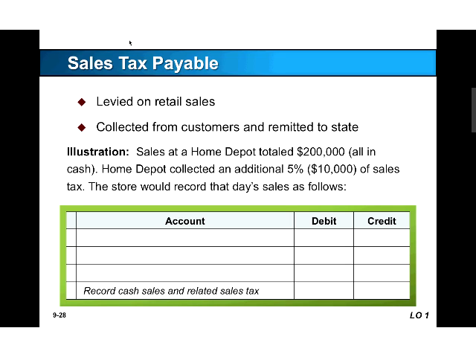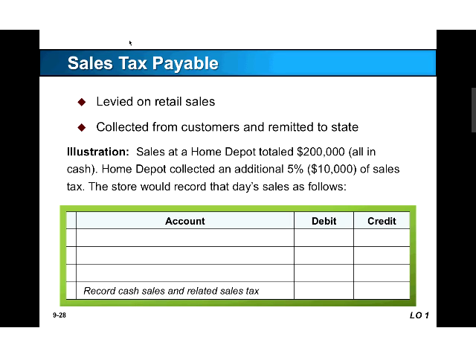Okay, so sales tax is levied on retail sales. So we make a retail sale, it's collected from our customers and remitted to the state. Now the important thing to note is sales tax is not considered revenue. It's considered a liability when we collect it. So let's say on a given day, sales at Home Depot were $200,000, all in cash. We're just going to keep it simple. Home Depot collected 5% sales tax. So 5% of the $200,000 is $10,000. So in total, Home Depot collected $210,000 of cash that day.